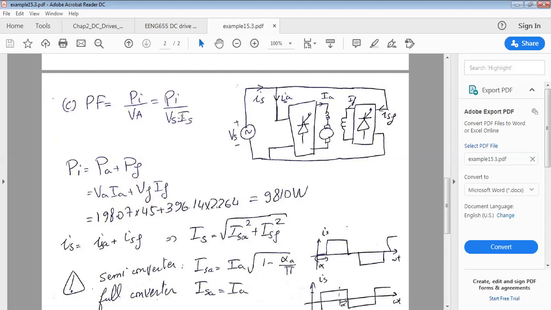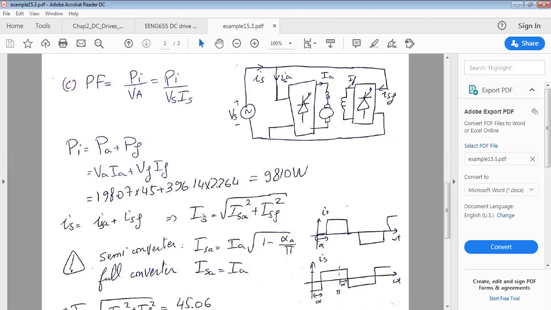The Is is the RMS value of the source current. The source current is divided into two currents. It's the supply for the armature converter and the supply for the field converter. Then the RMS value of Is equals square root of ISA squared plus ISF squared, where ISA and ISF are the RMS values of the source armature current and source field current.